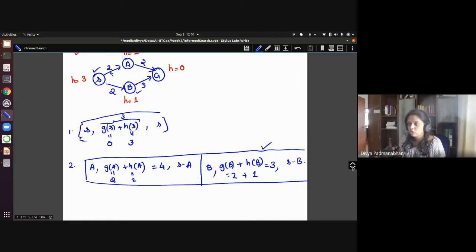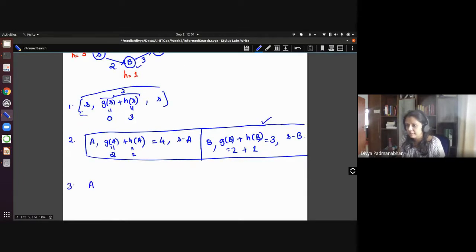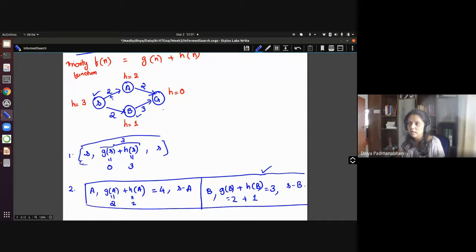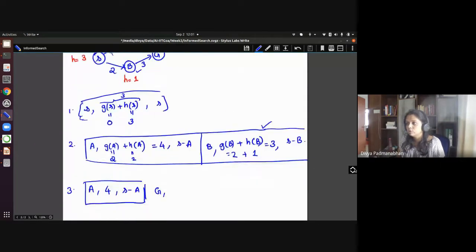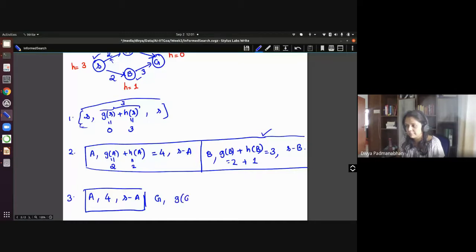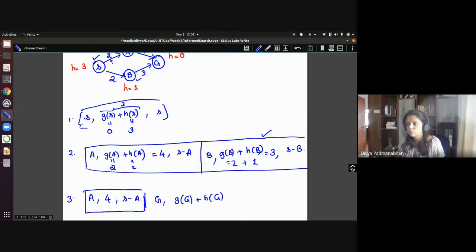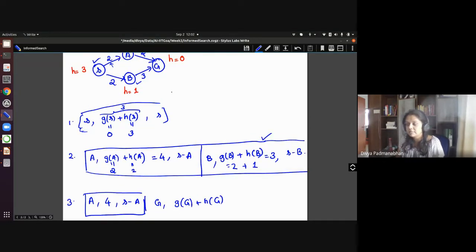Now in the third iteration, you have A, with total priority 4 and path SA. And now you have the neighbors of B to push in. Here there's a goal state, and you need capital G plus H of capital G. Based on whatever you've seen so far, what is G of the goal state at this point? 5, because from B there's the extra cost. Till B, it was 2.